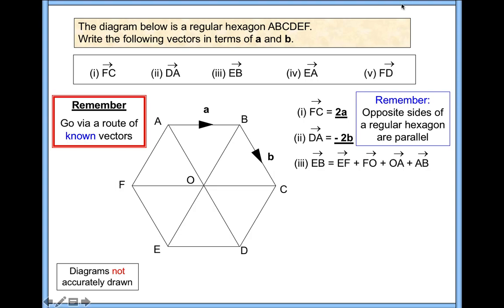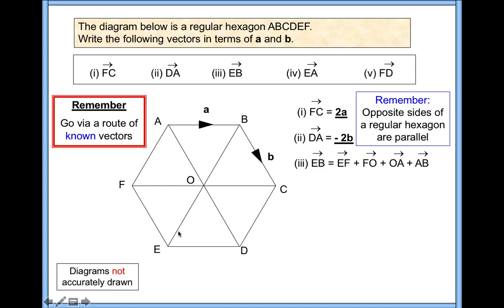Vector EB, I will show you. This is vector EB. Vector EB means vector EF plus vector FO plus vector OA plus vector AB to get vector EB. Why are we going like that? Because we have to go via known routes only. Do you know vector?